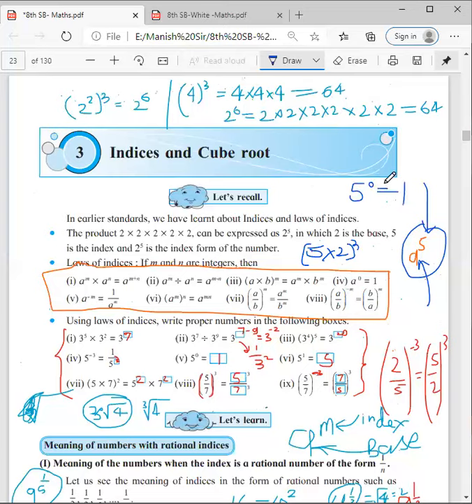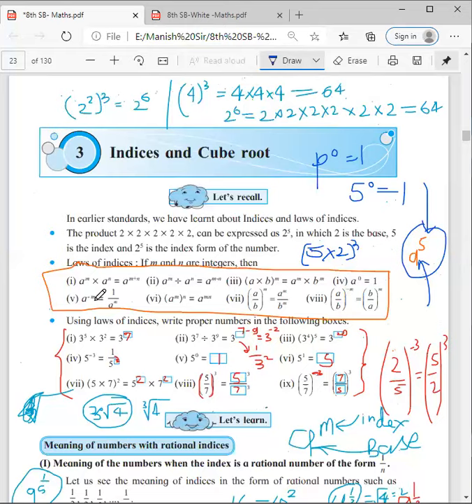So keep in mind, anything raised to 0. How can you understand this? If I write p raised to 0, how much is it? p raised to 0 is equal to 1. Understood? So keep in your mind that whenever you get anything raised to 0, whenever the power is 0, you can write it as equal to 1.